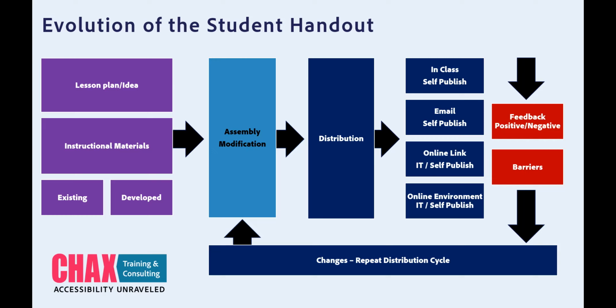If you have an online link, maybe that's IT or maybe that's self-published, depending upon your environment, right? Or you have an online environment that IT runs, like a Blackboard or other LMS, learning management system, where you upload the content and it's really managed by a different distribution process. And then, of course, what happens? Well, we either get negative or positive feedback or no feedback at all. The barriers are identified, and we have to go back and repeat the assembly process and redistribution process over again. So we'd love to hear from you. What are some of the other ways or struggles that you're finding in this process for getting the information from lesson plan or idea to finished document or digital content that your students are digesting?